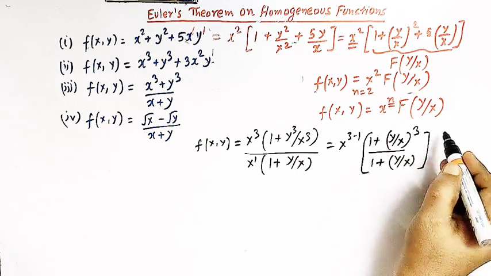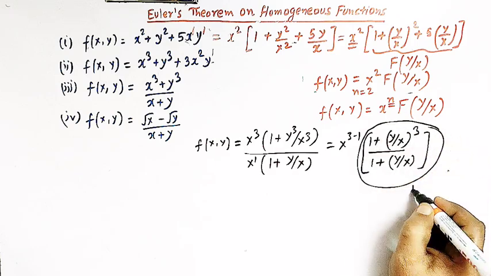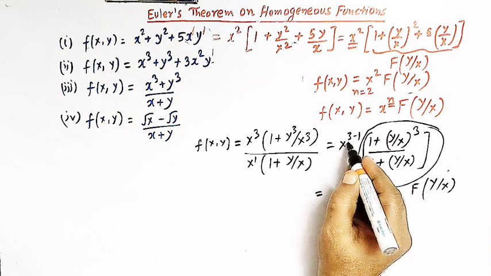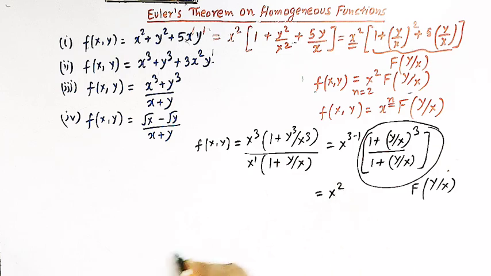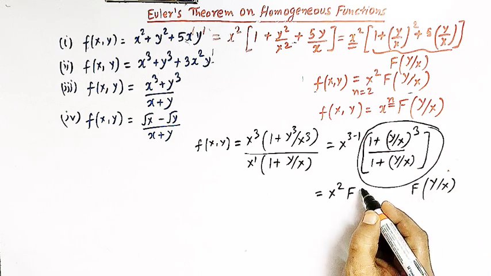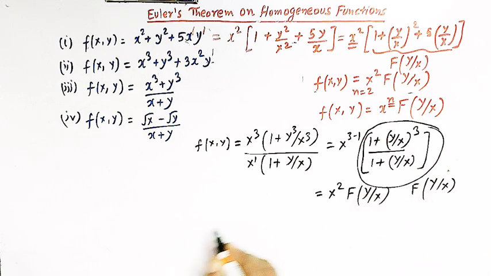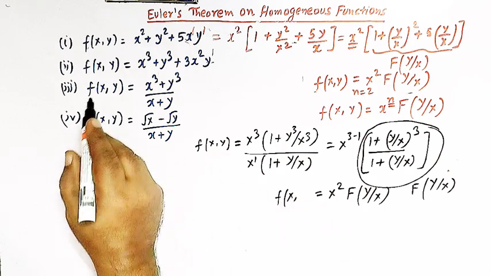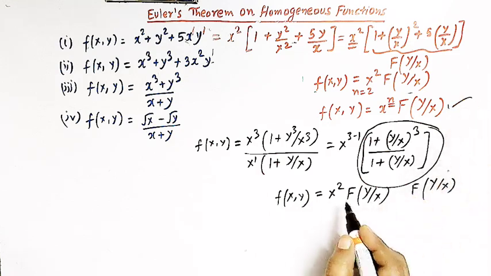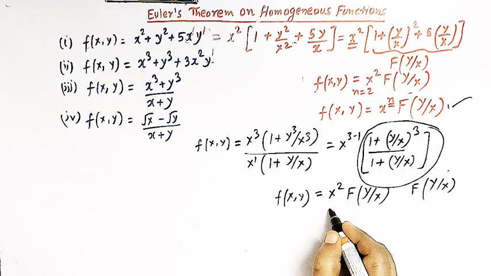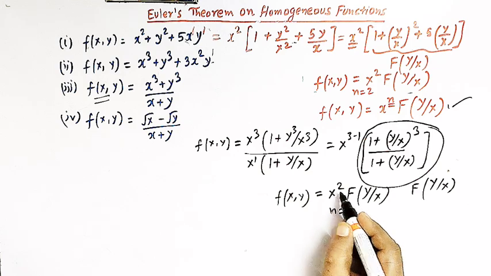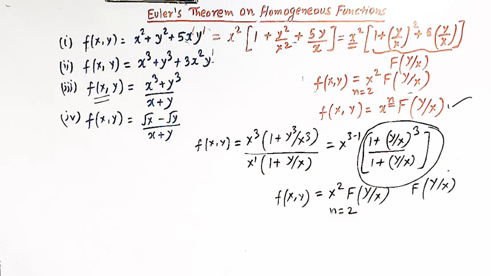So now this is a function of f of y over x, and here we have x raised to 3 minus 1, that is simply x square, and this expression can be denoted by capital F of y over x, right? So we have expressed this function f of x comma y like this, and we can see that the value of n is 2. So this function is also a homogeneous function of degree 2. So here we have n is equal to 2.